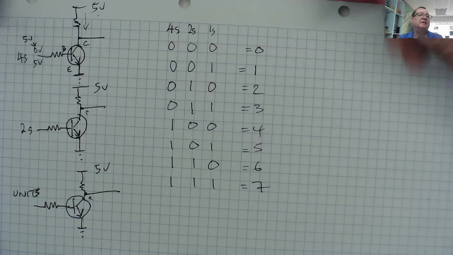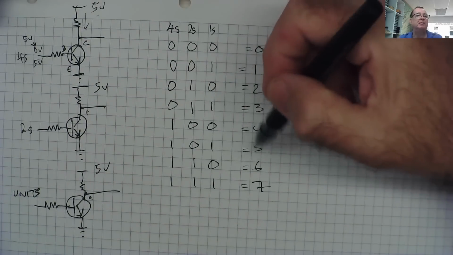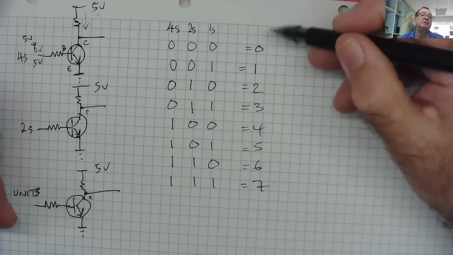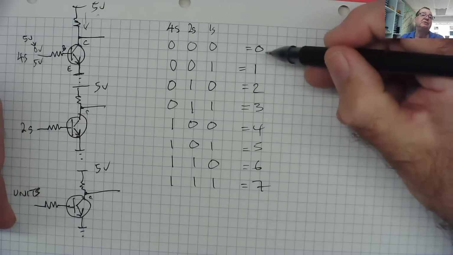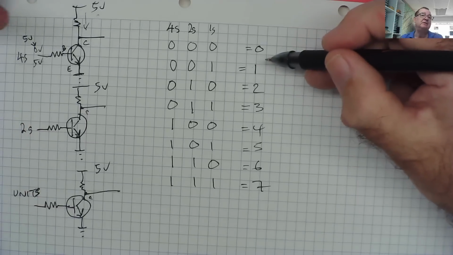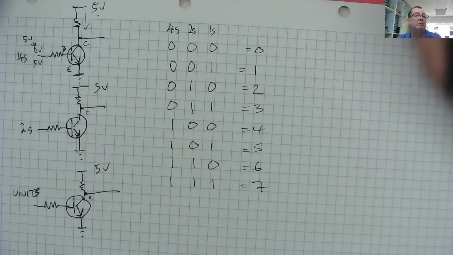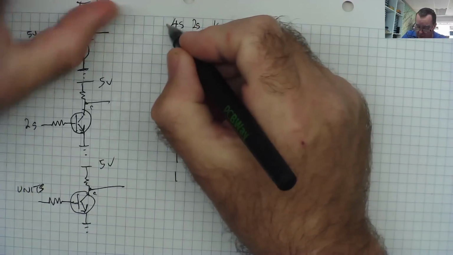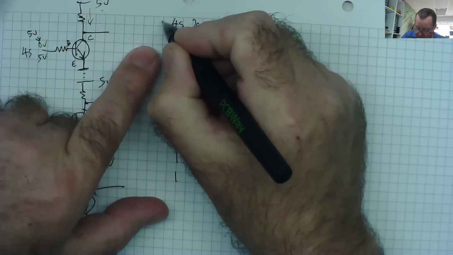This circuit then can count up to 7. Okay, from 0 to 7. It actually has 8 possible states, because there are 8 conditions. 1, 2, 3, 4, 5, 6, 7, 8. And we use one of them to represent 0. If we add more transistors, we can count to higher numbers. So adding another transistor will give us 8s.